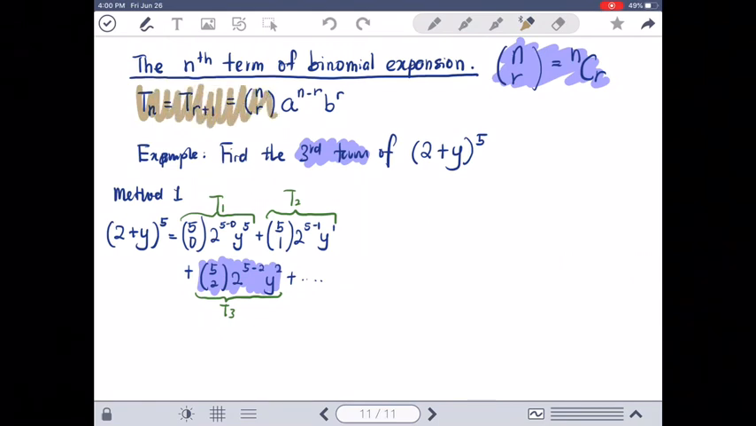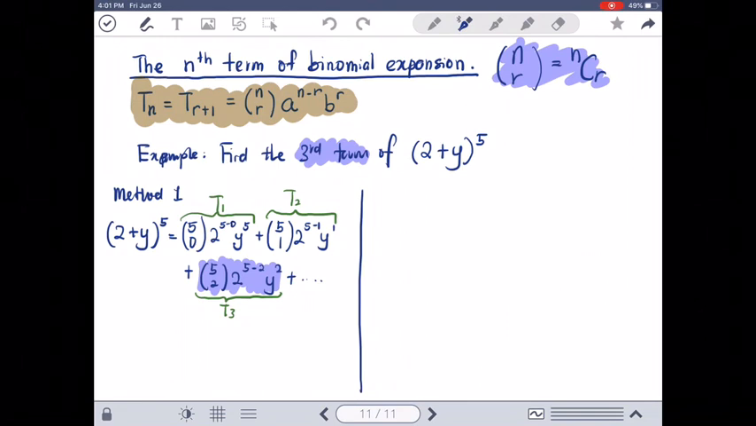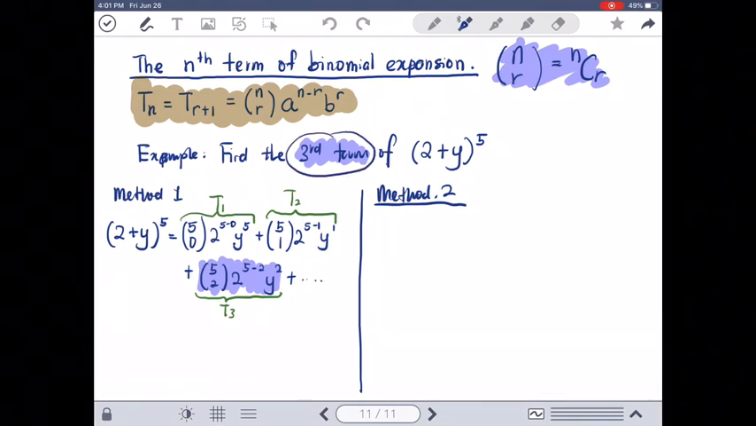Okay, the formula here. So basically, if we want to find the nth term, which in this case is the third term, we want to find T3. T3 is just equals to T(2+1) by the formula, so our r is equals to 2. This is our r. Plus 1 is always there. Plus 1 is always in the formula. So our r is 2.